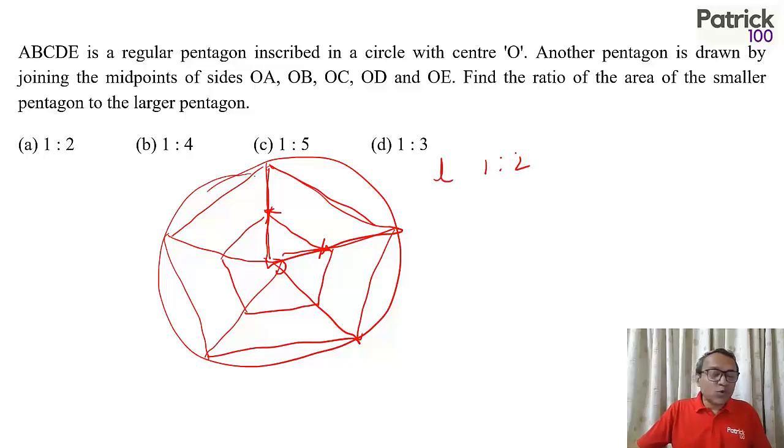By similarity, the two pentagons are similar. The ratio of the area will be 1:4. So the ratio of the smaller pentagon to the larger pentagon will be B option. Basically it is based on a property saying that for two similar figures, if the ratio of the sides is A:B, the ratio of the areas will be A square to B square. Use that property, you get the answer.